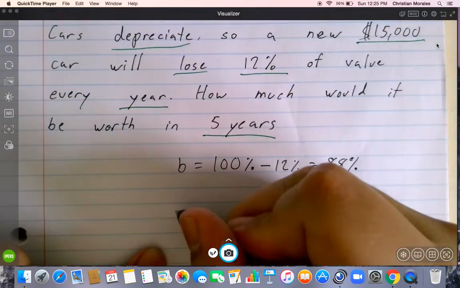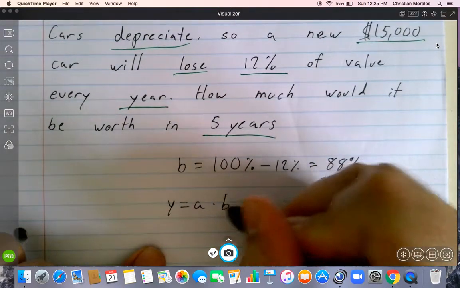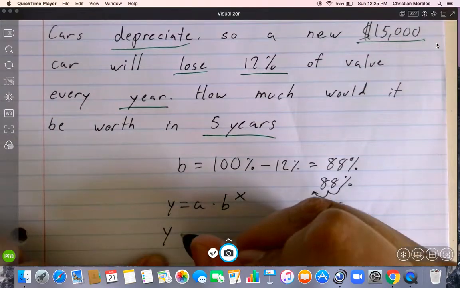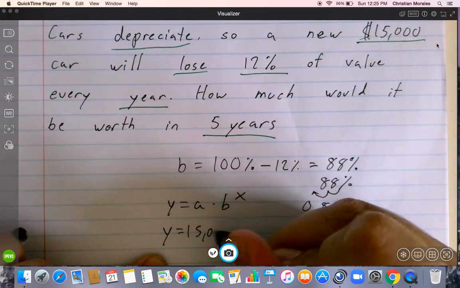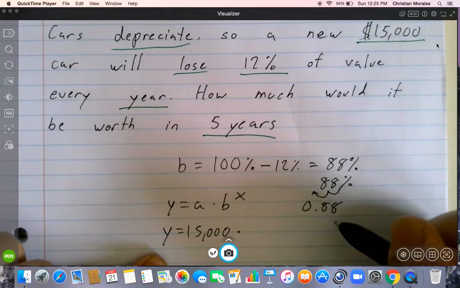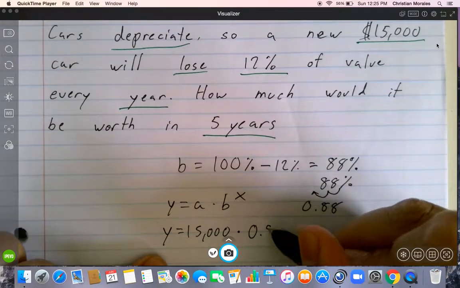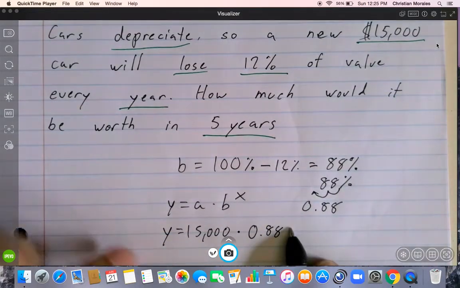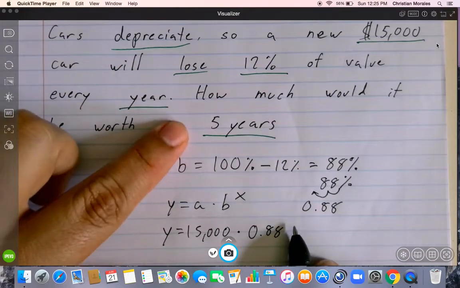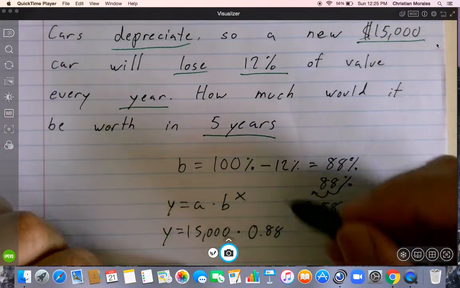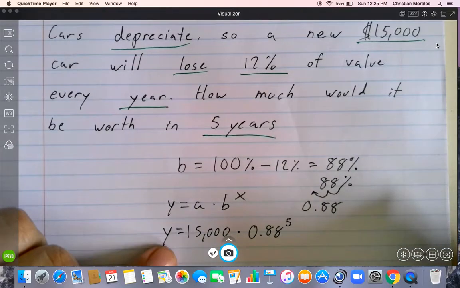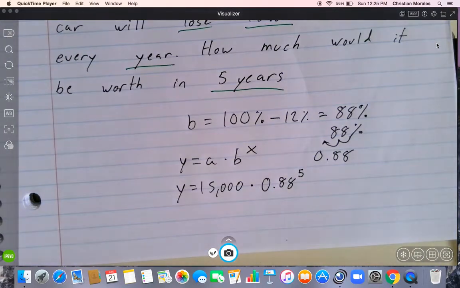Now, your equation. $15,000 times 0.88 for how long? Once a year for how long? For 5 years. So 5. Again, we're going to go to our calculator and we're going to solve this.